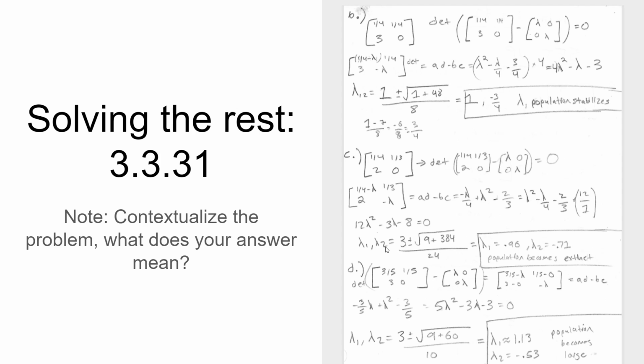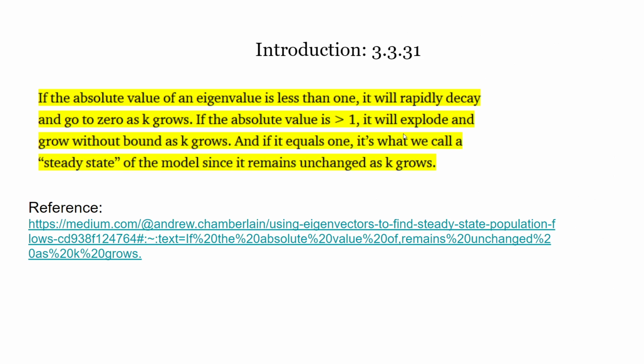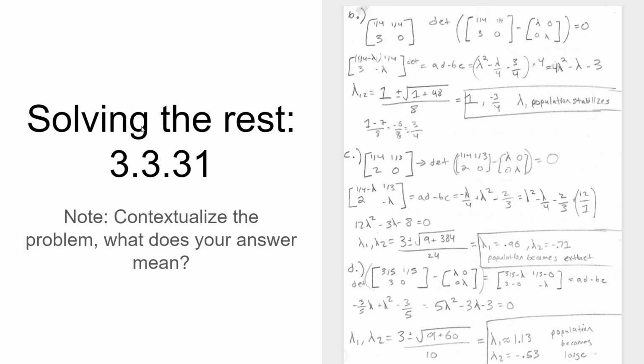Now lambda 1 and lambda 2, one's going to be negative and one's going to be positive, so you focus on the positive one. And we have here a lambda 1 less than 1. So lambda 1, go back to your definition, it's going to mean that it's going to decay rapidly and go to 0, which is another way of saying it's going to become extinct.